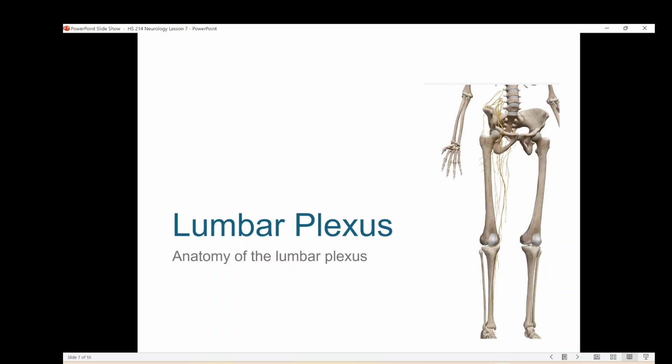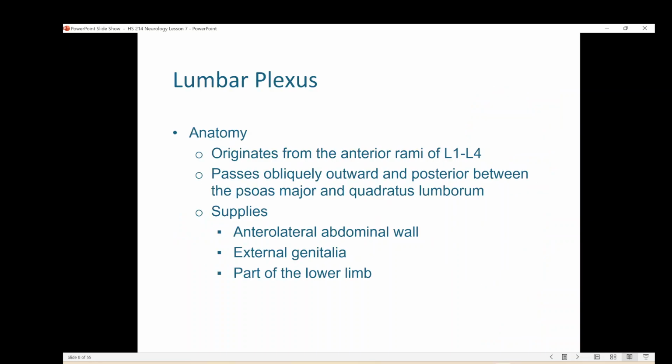Let's move now to the lumbar plexus. So the lumbar plexus originates from the anterior rami of L1 to L4. The plexus passes obliquely outward and posterior, right? And they actually emerge between the psoas major and the QL, the quadratus lumborum.